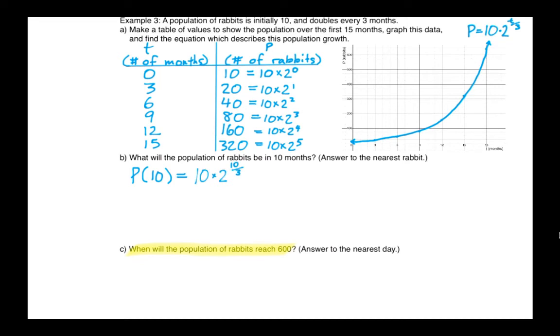So let's do that. 10 times 2 to the 10 over 3. If you put that into your calculator, you have to be really careful. Put the 10 over 3 in brackets. Otherwise, you might end up doing 10 times 2 to the 10, and then dividing that whole expression by 3. You should be getting an answer of 100.79 and so on. It goes on to infinitely many digits. But we want to round that off to the nearest whole number of rabbits, because it doesn't make sense to say 100.79 rabbits, so we're going to say it's approximately 101 rabbits at that time.